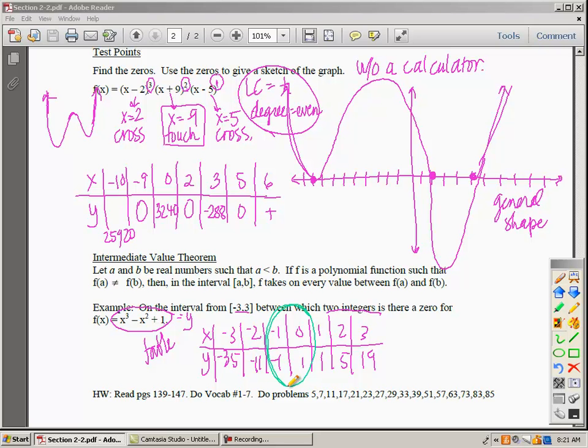Because you'll notice it goes from a negative to a positive, which means somewhere between these two numbers, I had to cross the x-axis. And so what we're looking for is this idea between what two integers did a 0 occur? And this occurred between -1 and 0, because here is where we switch from a negative to a positive. If I went from a positive to a negative, you could also count that as a 0. But again, this is the idea. If I look at the table between what two integers, was there a 0?